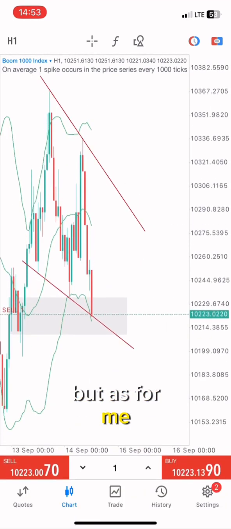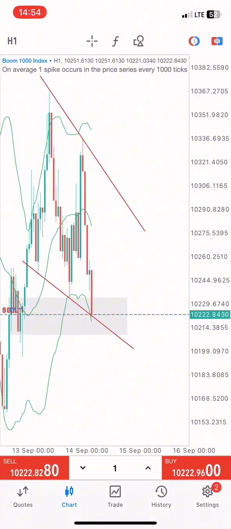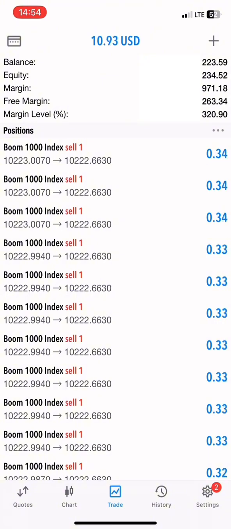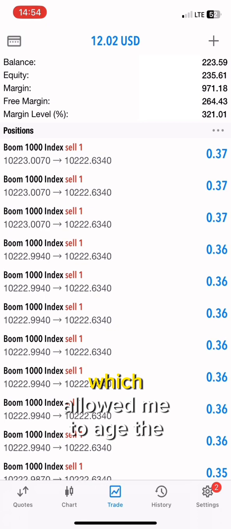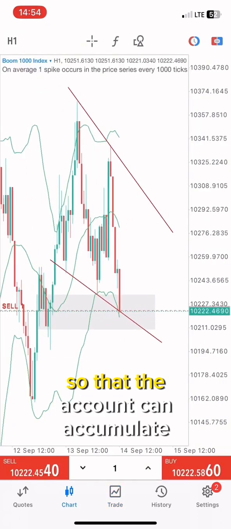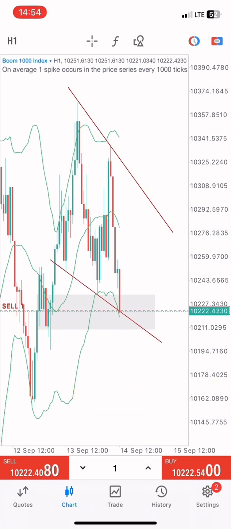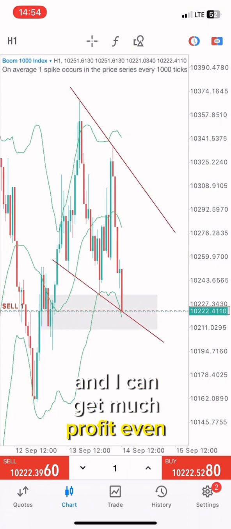But as for me, now I'll close the buy orders, which allowed me to hedge the account so that the account can accumulate more sell orders and I can get much profit even faster.